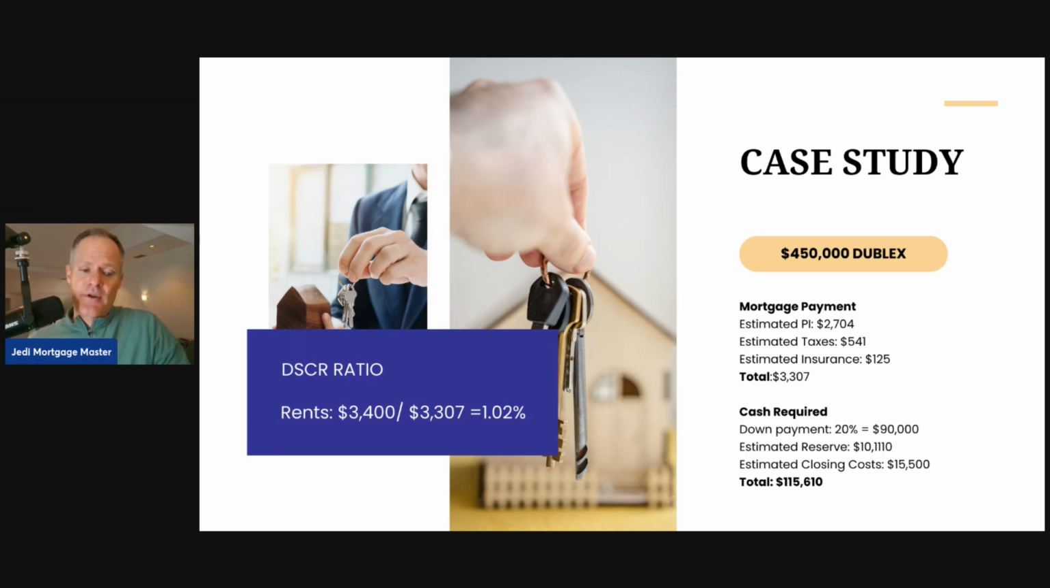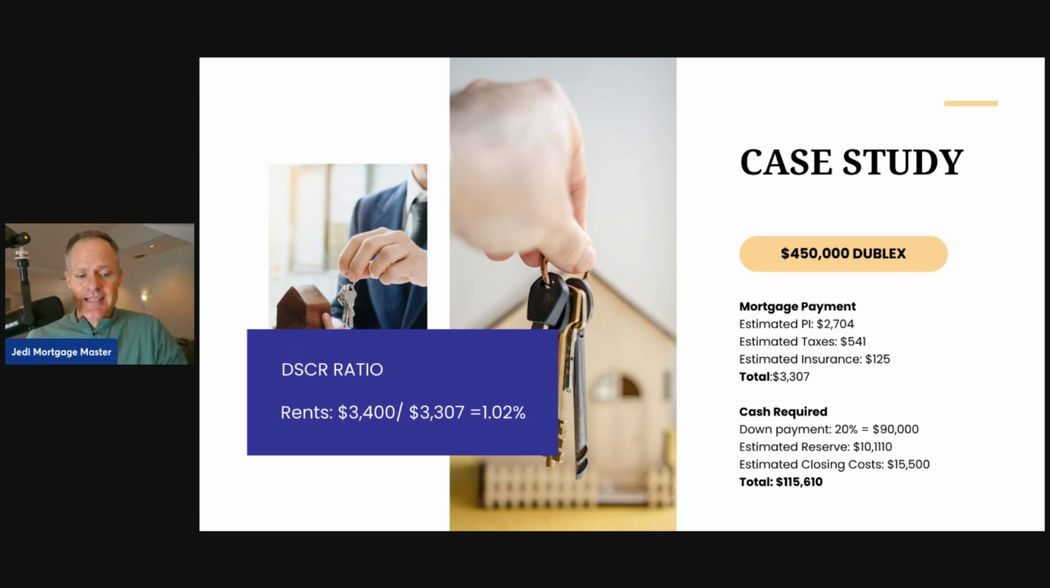And so now what we need is we need the rents to at least cover the mortgage payment. So in my example, the rents are 3400 for the two sides, and we divide that by 3307. Now we're getting a DSCR ratio of 1.02. Does 1.02 work? Yes, it works, and it works quite well. It'll give you great pricing. It'll allow you to qualify for that house.